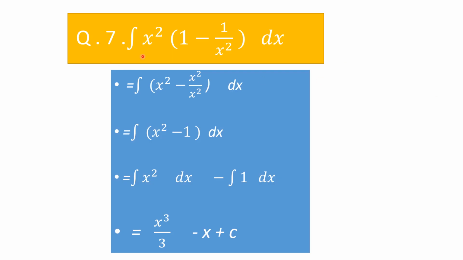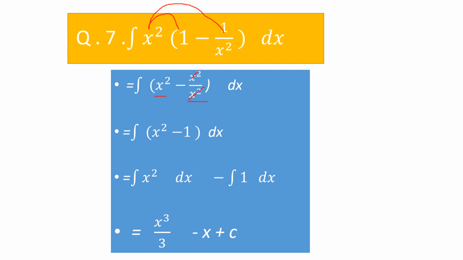Question number 7. Integration of x square, bracket starts 1 minus 1 upon x square dx. So what you do is, please take this x square inside the bracket. This x square is being multiplied by 1 first of all, and it will also get multiplied by this term. So you will get integration of x square minus x square upon x square dx. So this will get cancelled and the answer is integration of x square minus 1 dx.